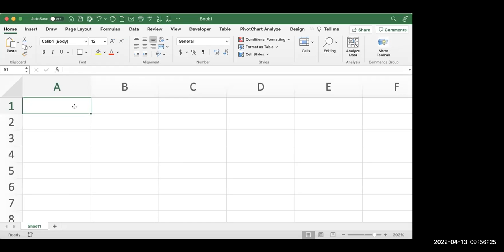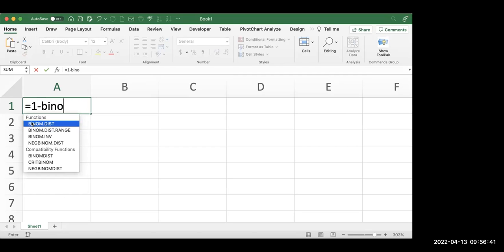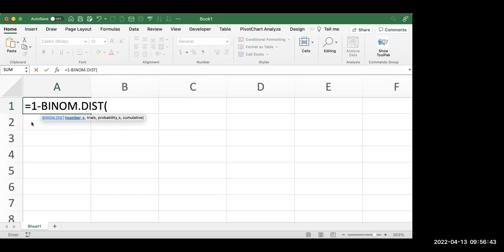Let me use Excel to calculate this. I'll do 1 minus the binomial distribution, where I'll get rid of everything less than 1, so the 0. I have 8 trials and a probability of success of 0.38. And I'll use the PDF.